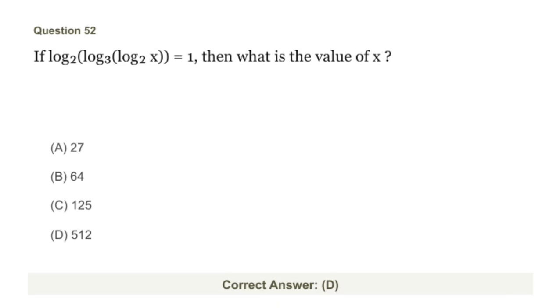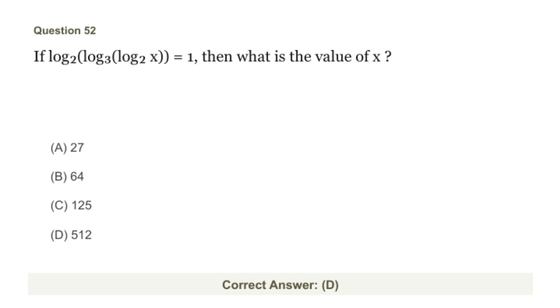We are given that log 2 of log 3 of log 2 of x equals 1, and we need to find the value of x. First, see that the outermost function is log 2, and it's equal to 1. So, if log 2 of some expression equals 1, that means the expression itself must be 2, because 2 raised to the power of 1 equals 2.